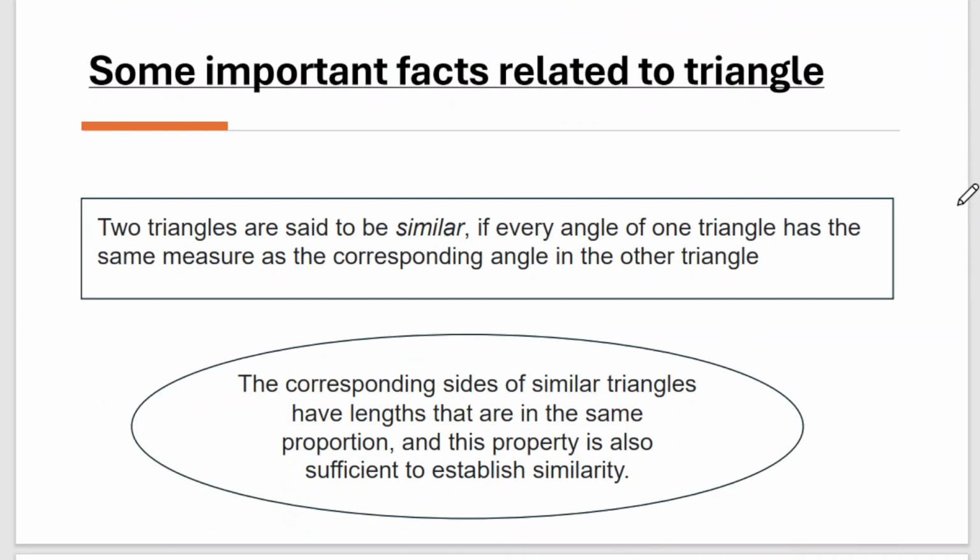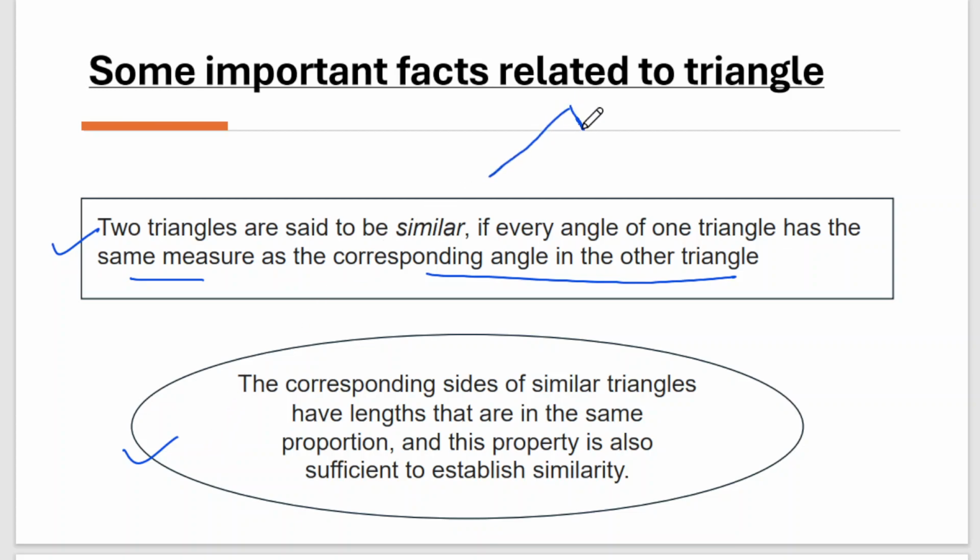Two triangles are similar if every angle of one triangle has the same measure as the corresponding angles in the other triangle. See, this is half correct, and this will complete the second point, that concept. But what's the meaning of similarity first? See, let me take one example.